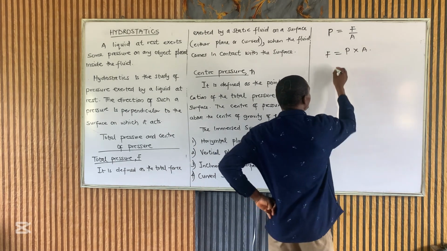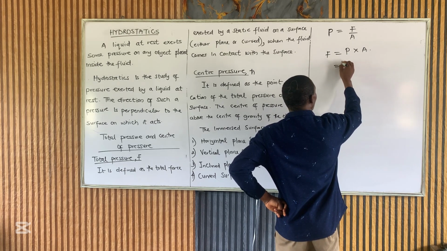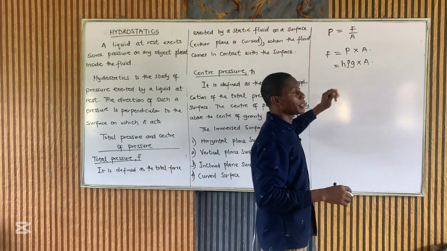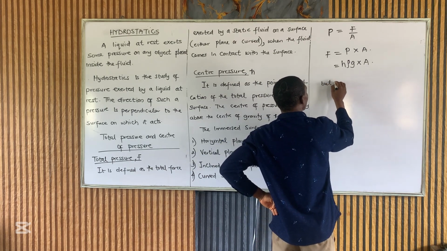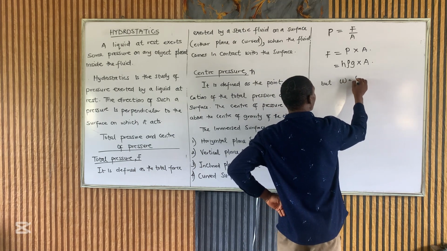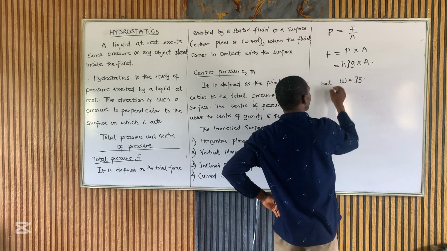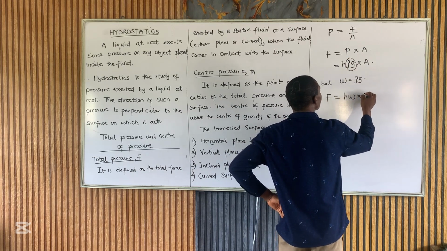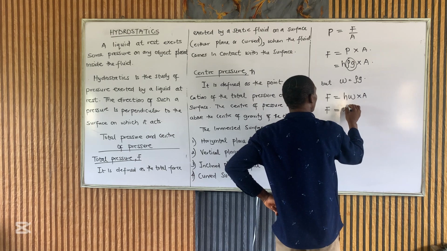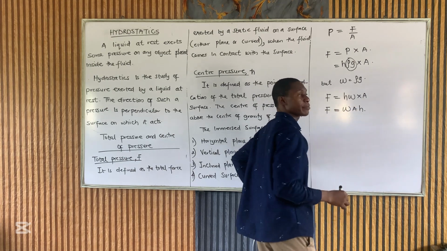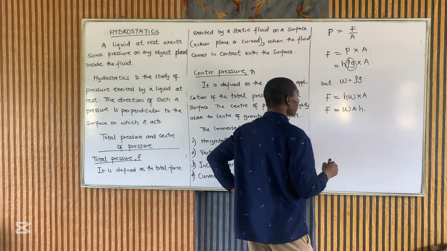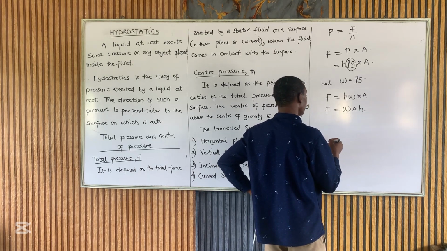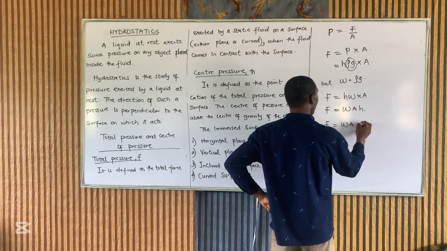But we've already derived pressure to be H rho G. Again, we know that specific weight is density rho times G. So the pressure force is simply H times specific weight times A. If we rearrange, to calculate pressure force for different objects immersed in a fluid, we use F is equal to W A X bar.